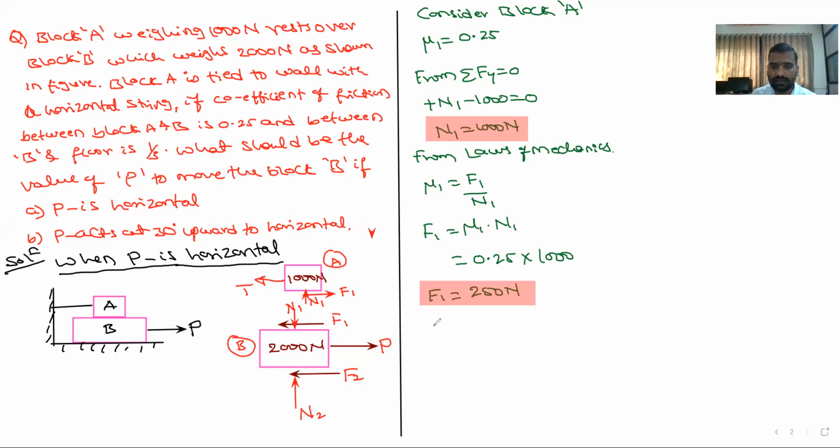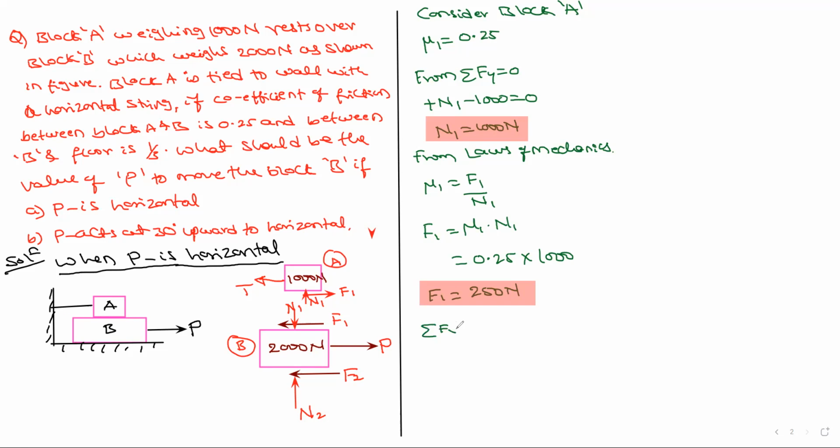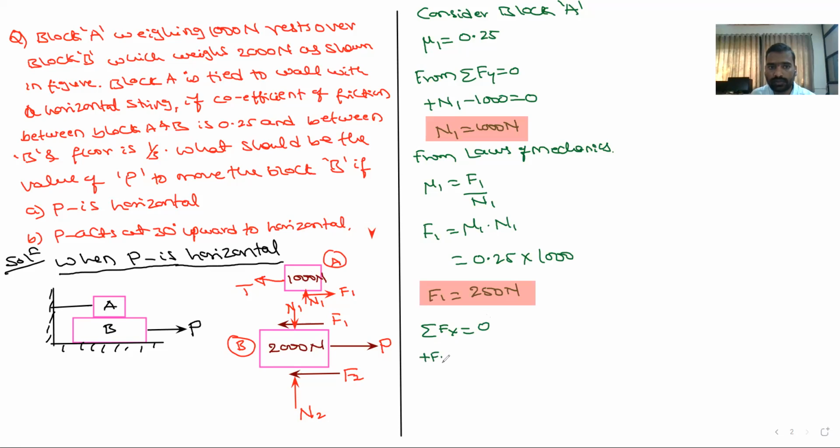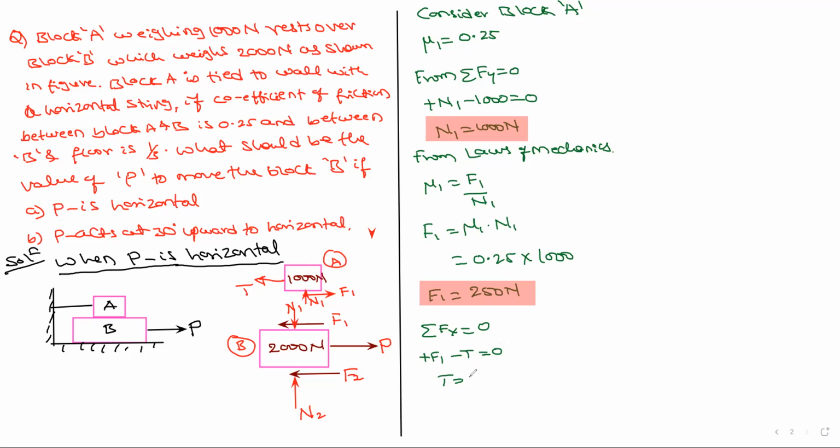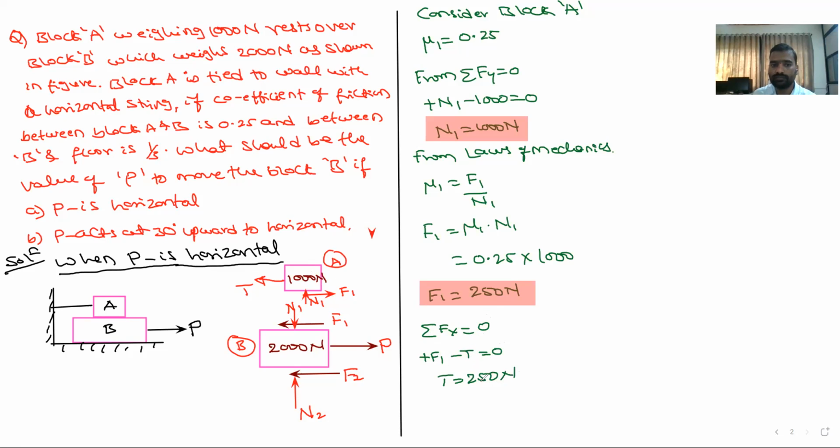That is not necessary. Just sigma fx is equal to 0. What are the forces acting in the horizontal direction for block A only? f1 is acting in the horizontal direction, positive, plus f1, minus T is equal to 0. So T is equal to f1, which is 250 Newton. My intention is to find out the value of P.